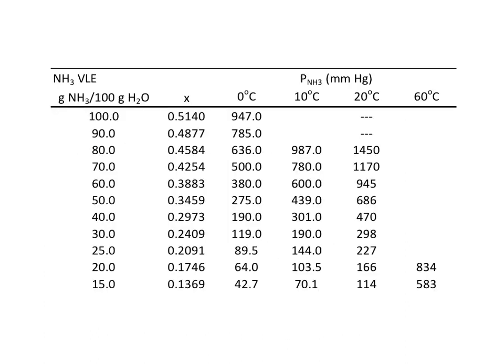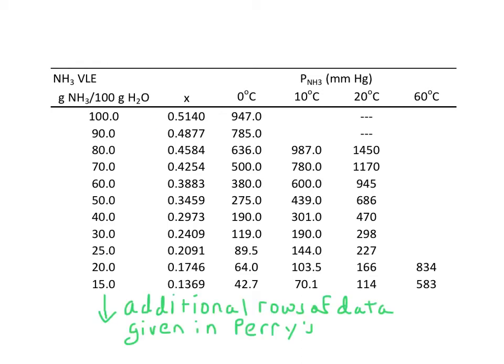Here is the data for ammonia vapor-liquid equilibrium that you find in Perry's handbook. The composition in the liquid phase is given as a weight ratio, grams of ammonia per 100 grams of H2O. So for instance, a 50% by weight solution is given by the number 100, 100 grams of ammonia per 100 grams of water, and data for various ratios like that. The mole fraction liquid phase is not given. I'll get back to that.